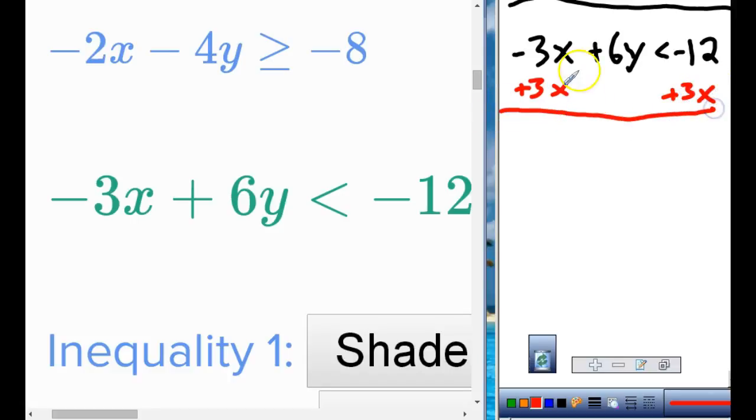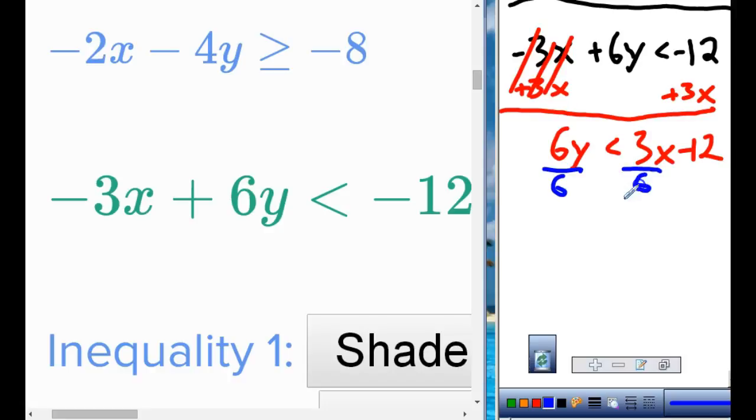You're going to be graphing this next. So you need all this written down. So we have 6y less than 3x minus 12. Then we can go through and divide by 6 everywhere very carefully. This time it's positive, so we're not going to flip the sign. We'll leave it as a less than.